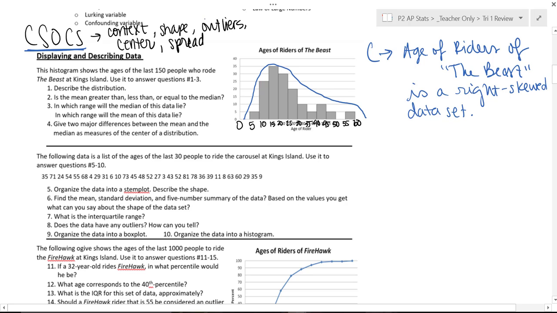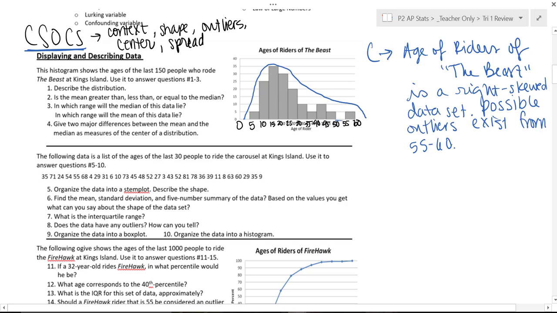Our outliers are any points that are abnormal. Remember that we can calculate outliers by doing 1.5 times the interquartile range. But we also know that outliers a lot of times persist when there are big gaps in data. So we're going to say possible outliers exist from 55 to 60.